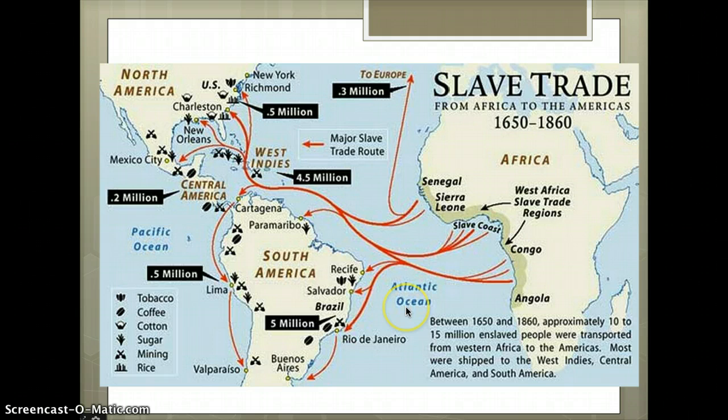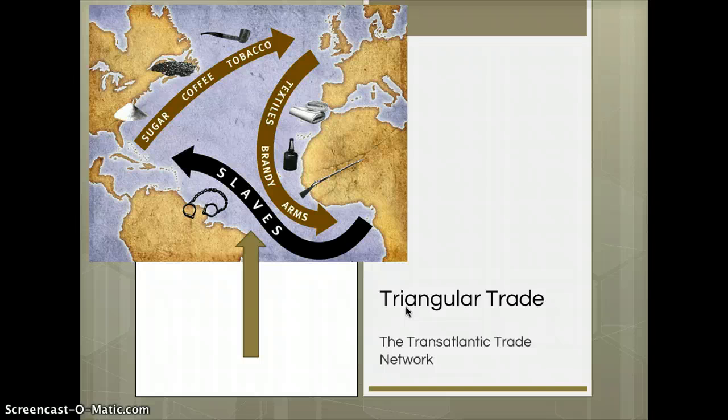So I'll let you ponder this map for a little bit and see what it reveals. Okay, so we start to see something known as the triangular trade. And this is an important vocabulary word for you to know, and it's the transatlantic trade network. And as you can tell by those arrows, a triangle is formed.